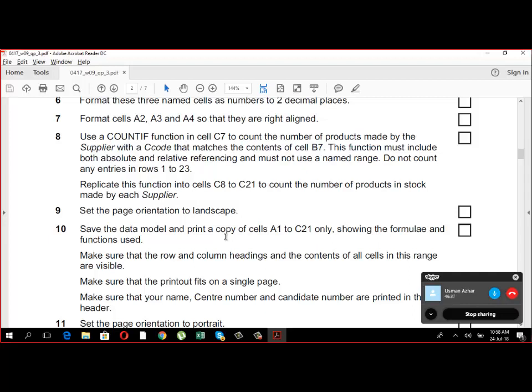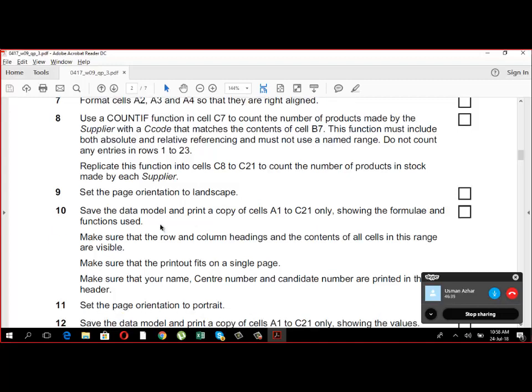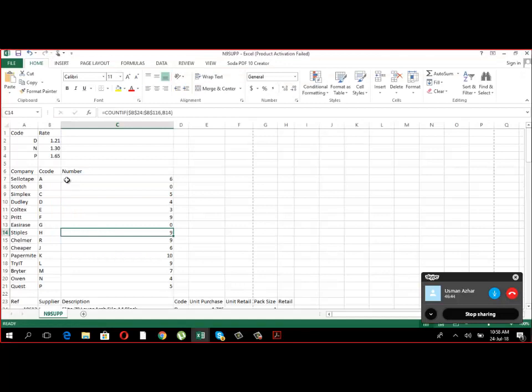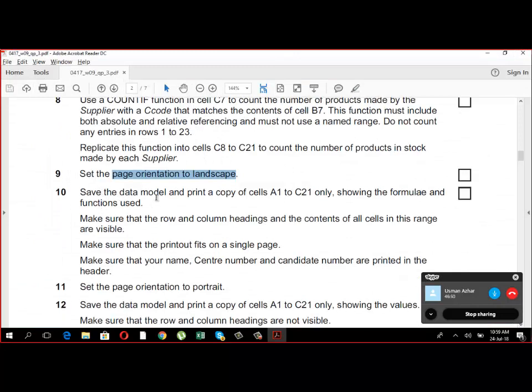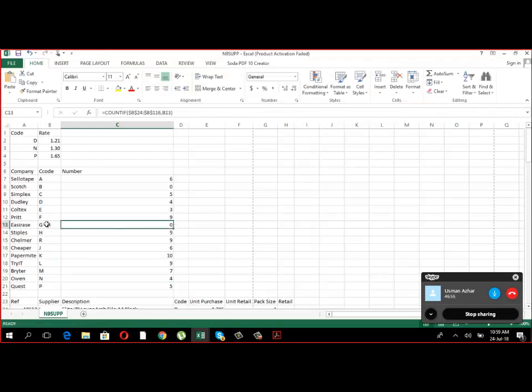Point number 9, set the page orientation to landscape. This is easy. What you'll do is set it to landscape. And what he says is, save the data model and print a copy of cells A2 to C2 showing only the formula used. Now look at this.